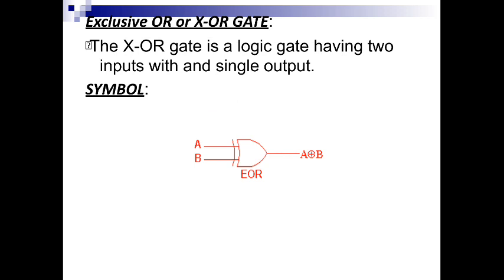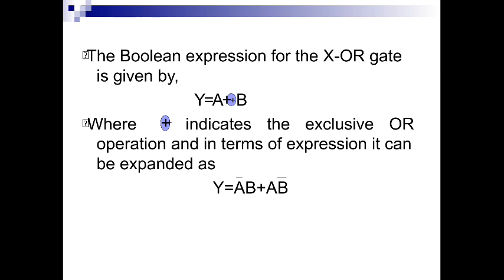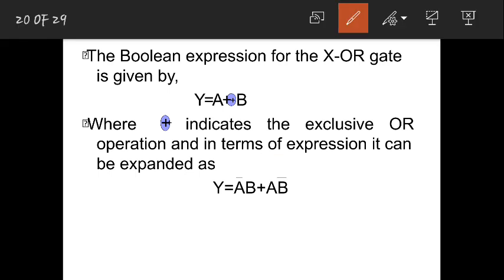The XOR gate is a logic gate having two inputs with a single output. We have taken this, so draw the symbol for that. This is the XOR symbol. The Boolean expression for the XOR gate is given by Y is equal to A XOR B. This symbol indicates the exclusive OR operation, and in terms of expression it can be expanded in this way.